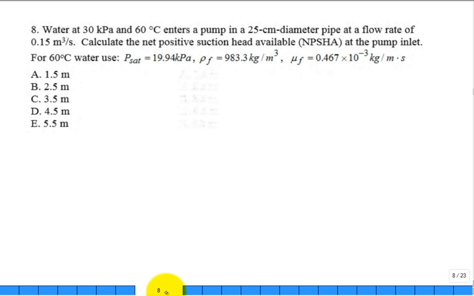Water at 30 kilopascal and 60 degrees C enters a pump in a 25 centimeter diameter pipe at a flow rate of 0.15 meter cubed per second. Calculate the net positive suction head available. Do you like that acronym, NPSHA? Yeah, that looks good. The net positive suction head available at the pump inlet. For water at 60 degrees C, the saturation pressure is given. The density of the liquid is given. The viscosity of the liquid is given. And we're looking for an answer in units of meters for our net positive suction head available.